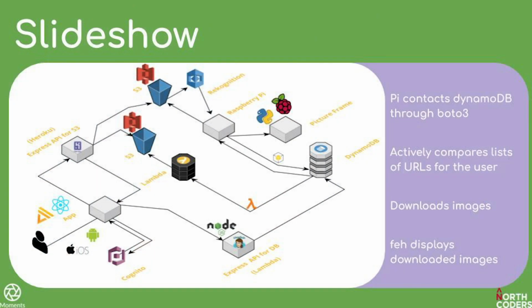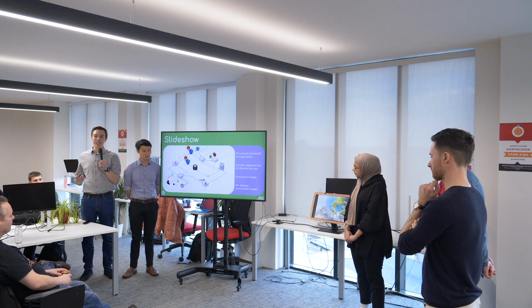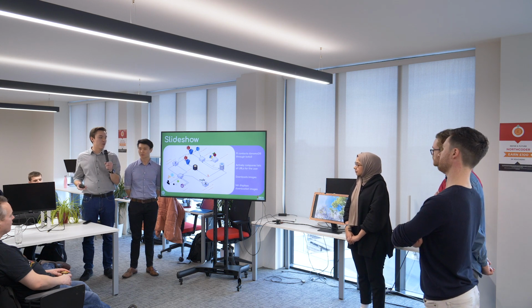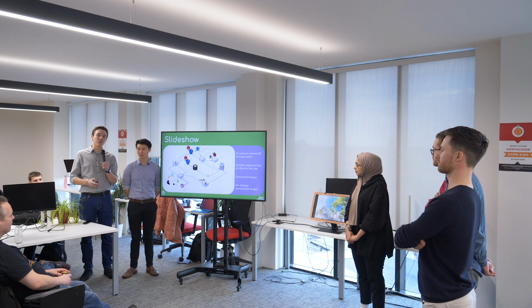So the slideshow half of the functionality works in that the Pi constantly checks the database using Boto3 to see if any new URLs are present for any specific user, or vice versa, deleted. It then downloads the list of URLs, compares it with a locally saved one, and therefore decides whether any more photos need to be added or deleted. In the end, it all gets displayed in a slideshow format using FEH, which is a terminal-controlled image viewer.